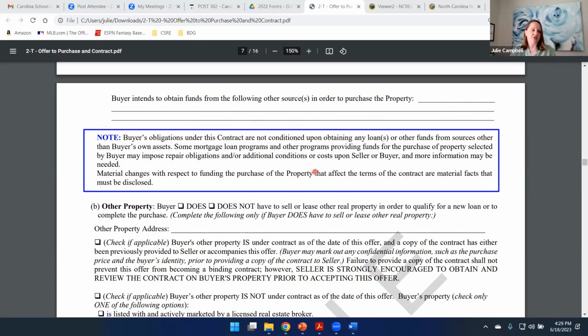So I think it's important, agents, that we keep each other updated throughout the loan process. If we're going to change the loan product, maybe your buyer decides they'd be better off going FHA than conventional, we just need to keep the listing agent up to date. And specifically, if there's any of these down payment assistance programs that allow or require any repairs or that cost upon the seller, then we need to make sure we notify that in our offer. More information may be needed.